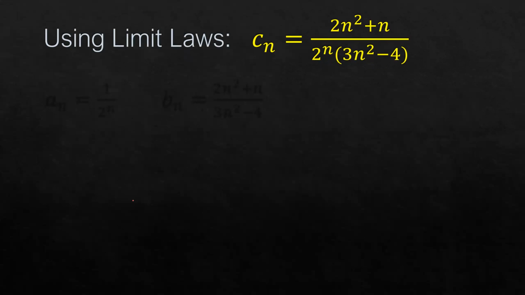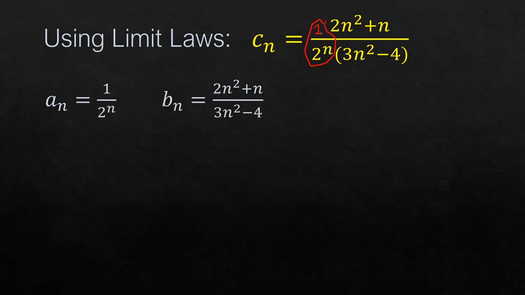All right. Now talking about limit laws, let's apply that to this huge sequence here. Okay. Now, looking at this, we can think of, oh, I think we can break this apart like so. Here is 1, right? So I see that this sequence, c_n, is a product of a_n and b_n, where a_n is 1 over 2 to the n power, and b_n would be the rest of it there.